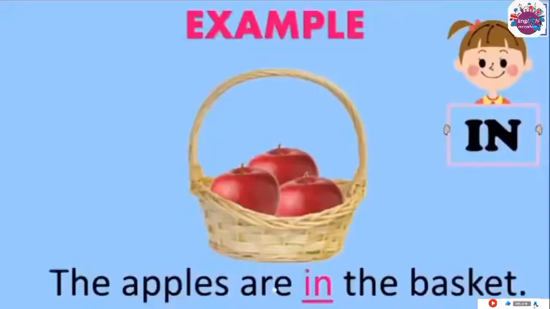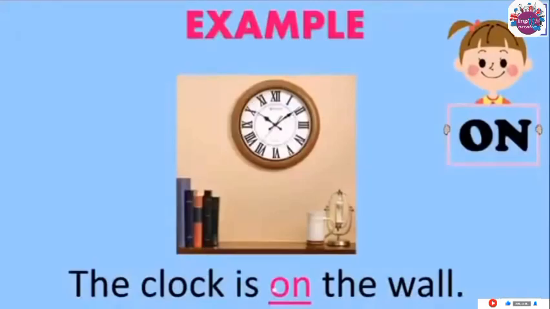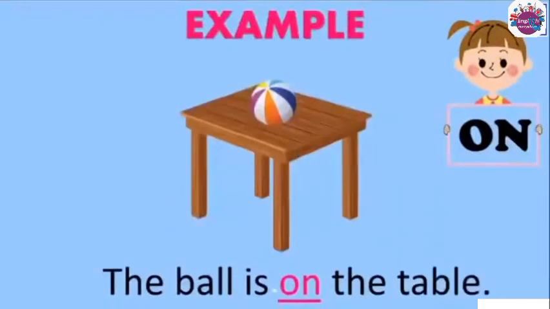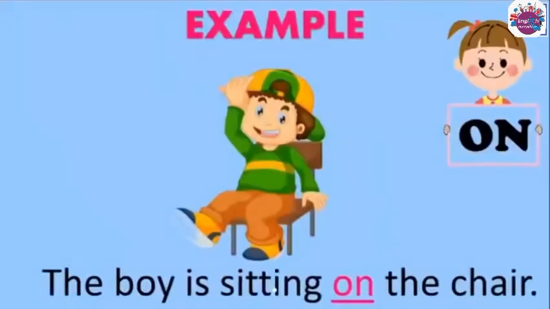Now let's move on to on. The clock is on the wall. Where is the clock? It's on the wall. The ball is on the table. Where is the ball? On the table. Here on is a preposition used to identify the position of the thing, that is the ball.